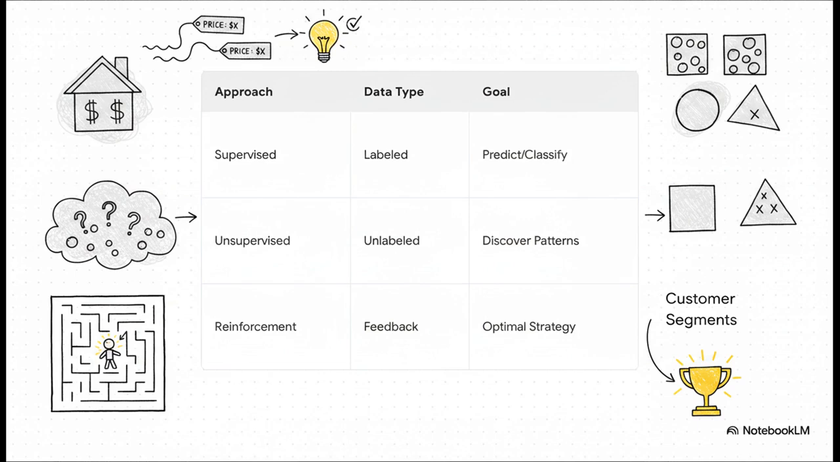And third is reinforcement learning. This is all about interaction and feedback. Think of an AI learning to navigate a video game or a complex maze. It gets points for good actions and penalties for bad ones, learning the optimal strategy purely through trial and error.